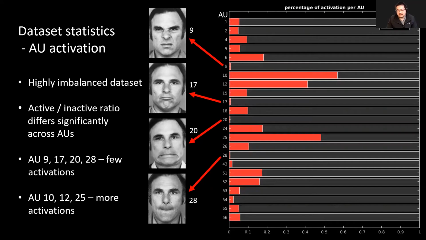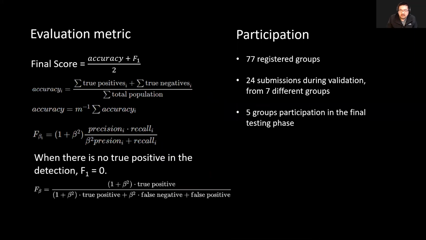So an all-negative algorithm, which doesn't really learn anything but the existing bias of the prior in the data set, will do pretty good. So what is the evaluation metric that we use to rank our participants? We use a score that is the average of the accuracy and F1 score.